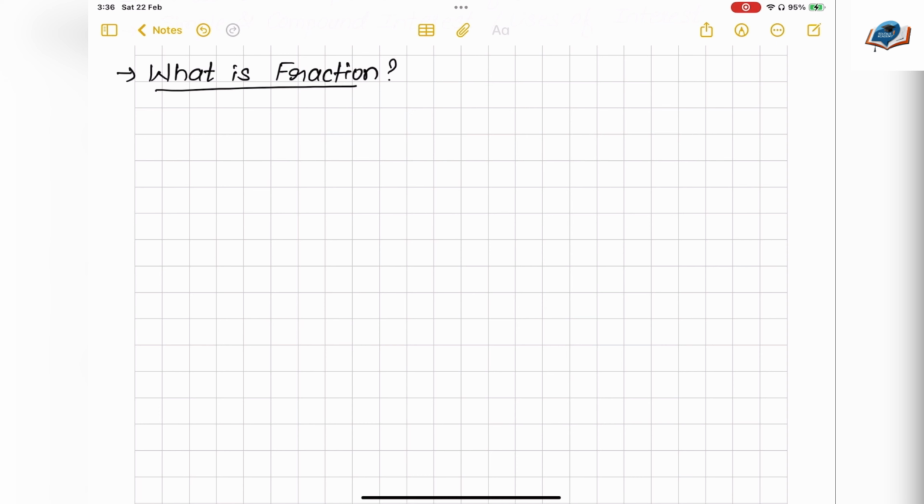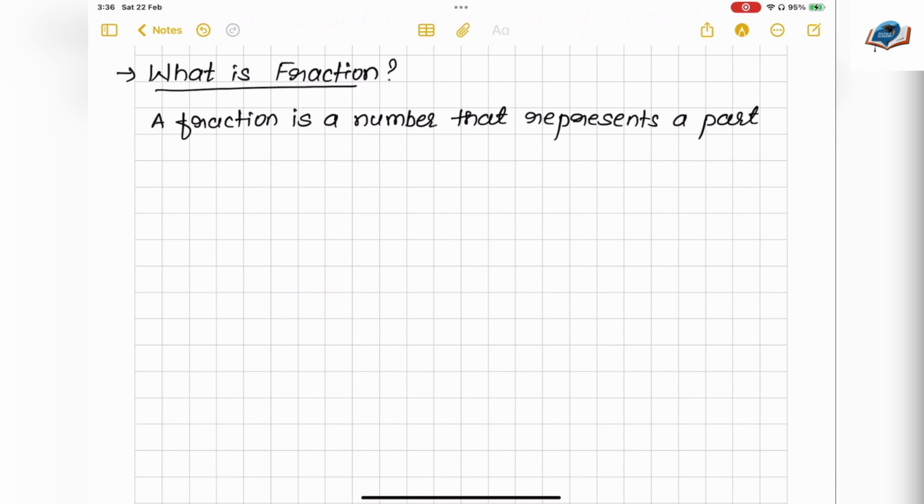First, let us understand what we know about the fraction in 6th and 7th. So we used to say a fraction is a number that represents a part of a whole. So a part of a whole means it won't be in the full condition. That is, I won't have one full thing, but I will have some part of that.